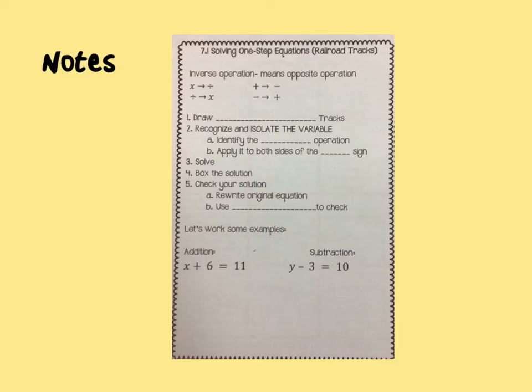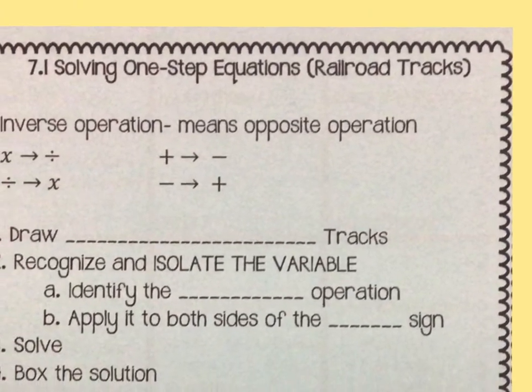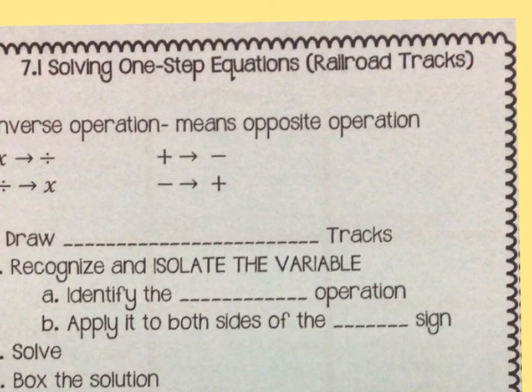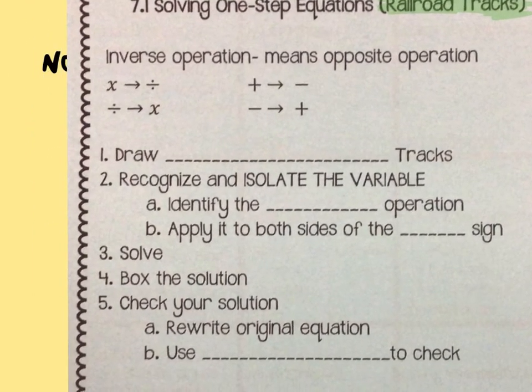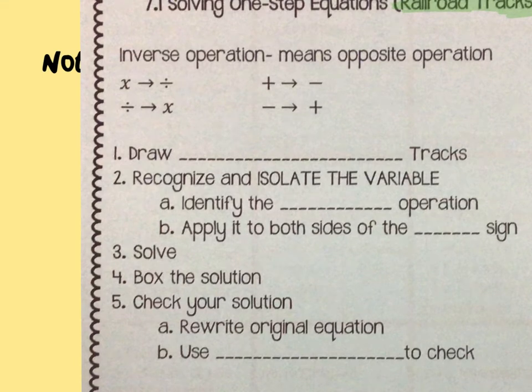Okay, so we're going to start introducing you to solving one-step equations today. And we use something called railroad tracks. You can see that there at the top of the page. I'm going to highlight that because it is an important thing. I'm just going to turn this green so we emphasize that when we talk about railroad tracks, we're talking about solving equations. So the first thing that we need to analyze here is what inverse operations are.